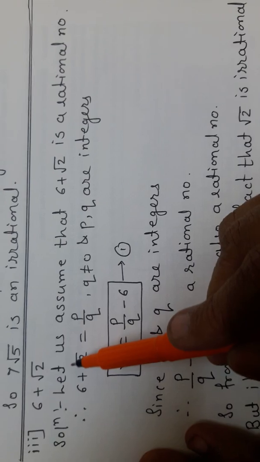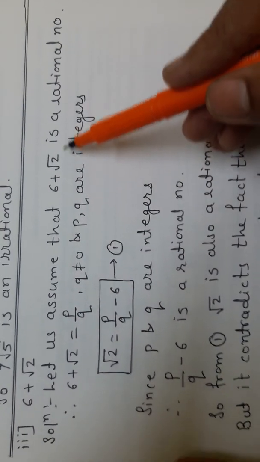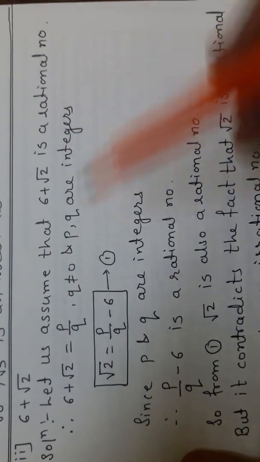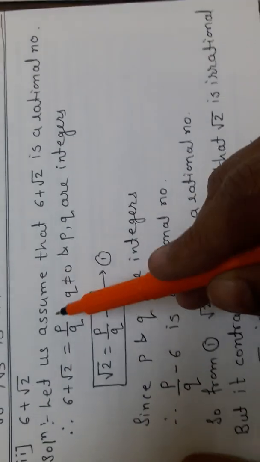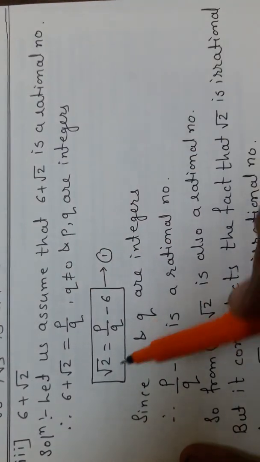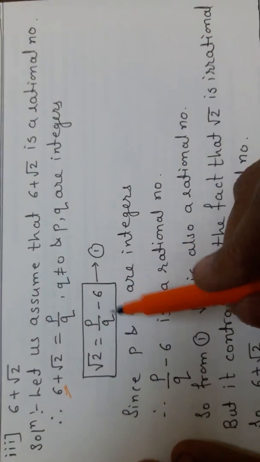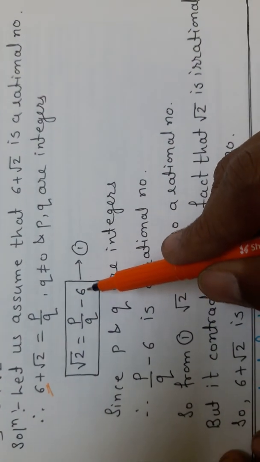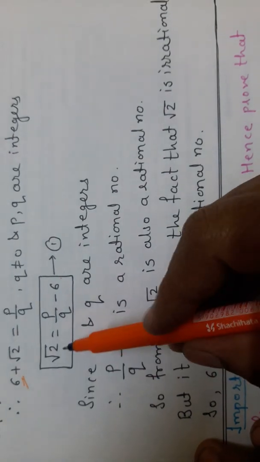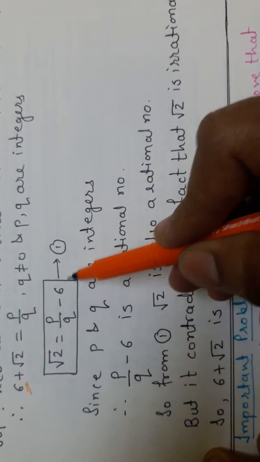Third problem: 6 plus root 2. Let us assume that 6 plus root 2 is a rational number. 6 plus root 2 is equal to p by q, where p and q are integers. Now we don't want 6 here. It is in addition form, so when it goes to the right hand side, it will be in subtraction form. Therefore, root 2 is equal to p by q minus 6.